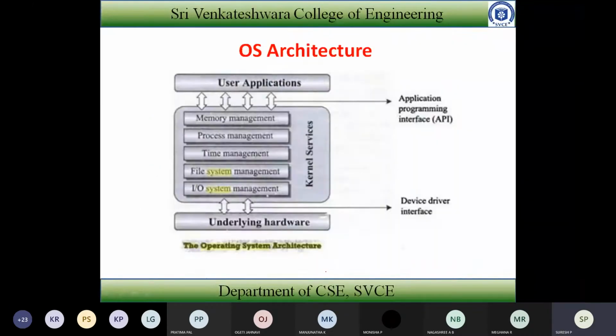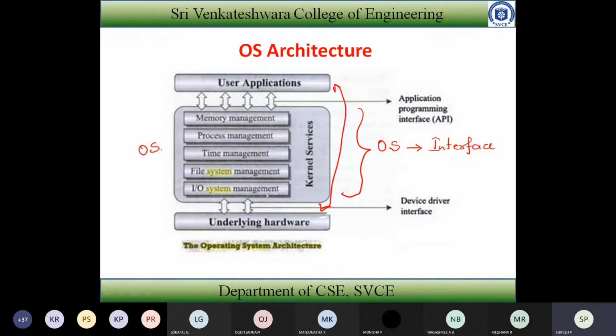Now if you take the architecture of your operating system, how does the operating system look? As we have seen, your operating system is acting as an interface. It is acting as an interface between what and what? Between the user and the hardware. So this is nothing but user and hardware, and in between is your operating system, which acts as an interface.